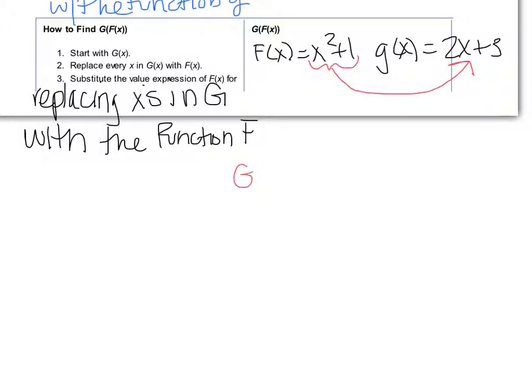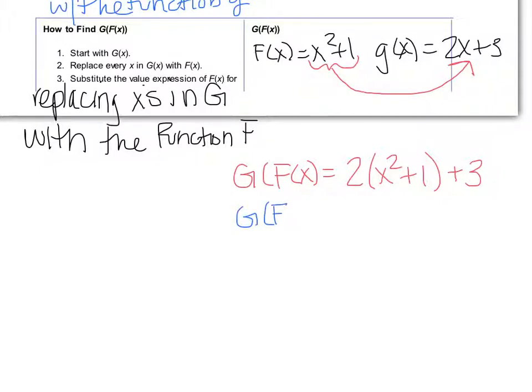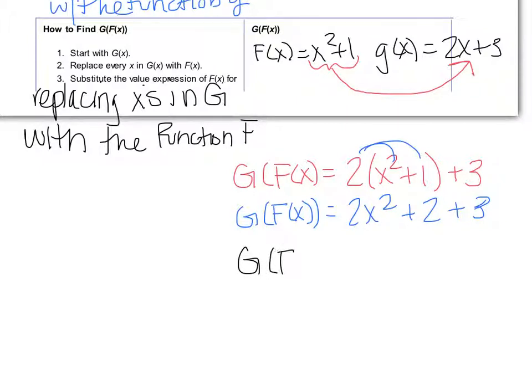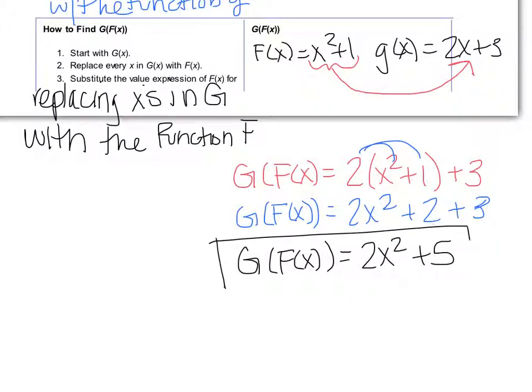So g of f of x is equal to 2, and instead of x, I'm going to put in x squared plus 1, plus 3. Well, that gives me 2 times x squared, which is 2x squared, and 2 times 1 is 2, plus 3. I have to bring my 3 down, and then g of f of x equals, well, I can combine my 2 and my 3, so I end up with 2x squared plus 5. So that would be my final answer.